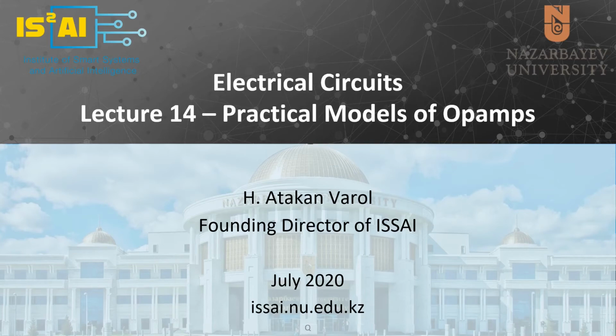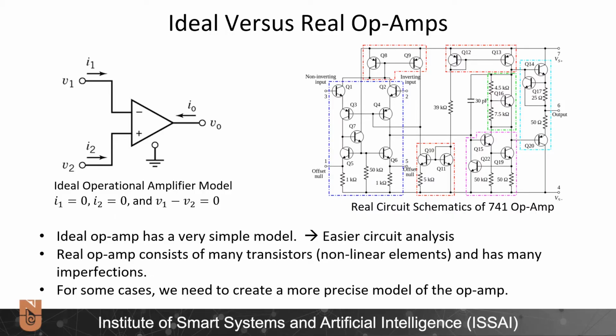In this lecture, we will study the practical models of operational amplifiers. The ideal op-amp model is very simple. We assume that the currents entering the input terminals of the operational amplifier are zero. And we are also assuming during the ideal operation V2 is equal to V1. In other words, the voltage difference between the input terminals is equal to zero as well.